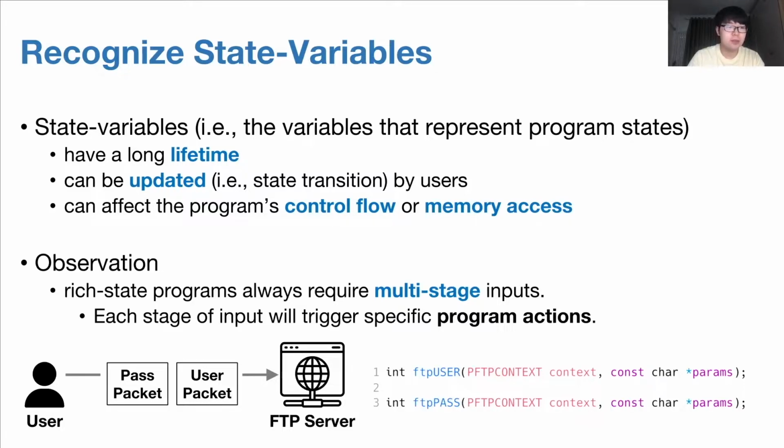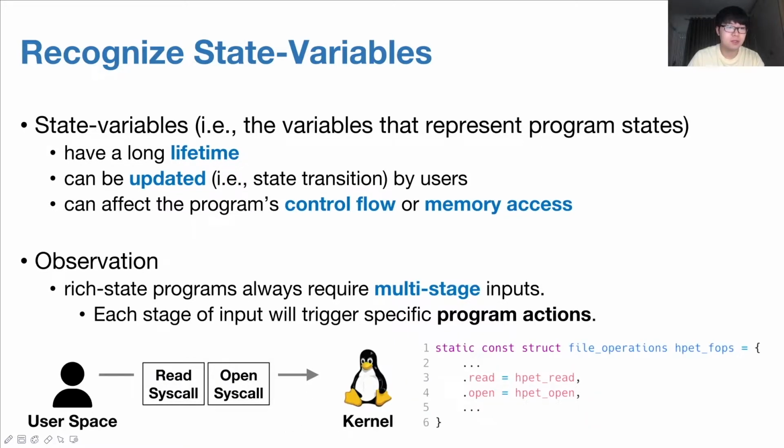For example, an FTP server will receive multiple packets from the client. The FTP user and the FTP pass actions will be triggered by a user packet and a pass packet. The Linux kernel may receive many system calls from user space programs, and the handlers in file operations will be triggered by these calls.